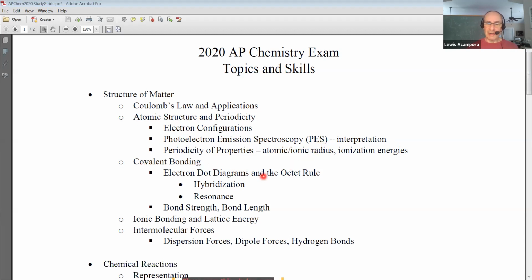For covalent bonding, you should be able to draw electron dot diagrams that satisfy the octet rule. You should be familiar with hybridization and resonance. You should be familiar with bond strength and bond length and how they are related to the electron dot diagrams. Ionic bonding and lattice energies, and that's our preferred way there when we talk about the strength of ionic bonds, and intermolecular forces. And there are good videos from both the College Board and AdvanceKentucky on all of these.